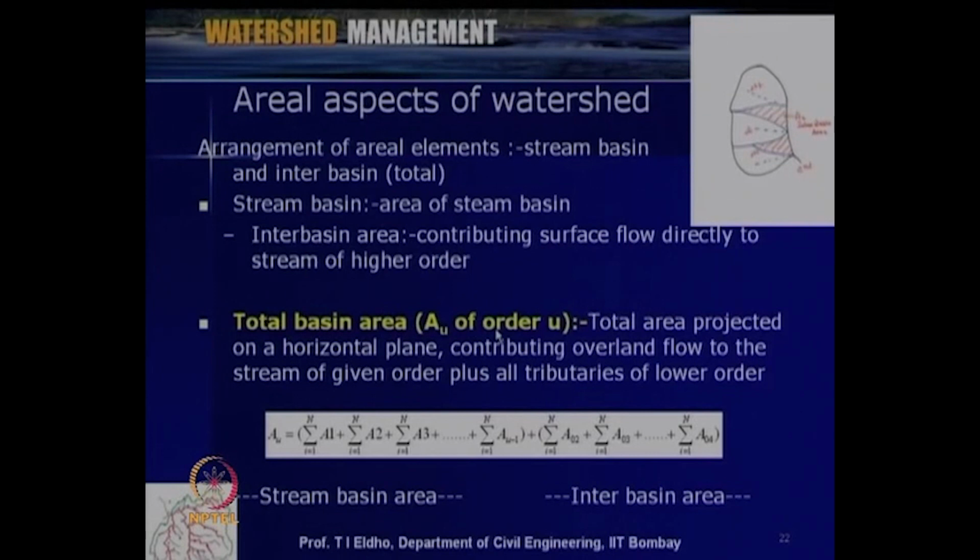So, the total basin area, say Au of order u, is the total area projected on a horizontal plane contributing overland flow to the stream of given order plus all the tributaries of lower order. So, Au is equal to sigma i equal to 1 to n A1 plus sigma i equal to 1 A2 plus like that. So, this represents the stream basin area as I mentioned here, and what is shown in red color represents the interbasin area. So, the total basin area we can identify like this.